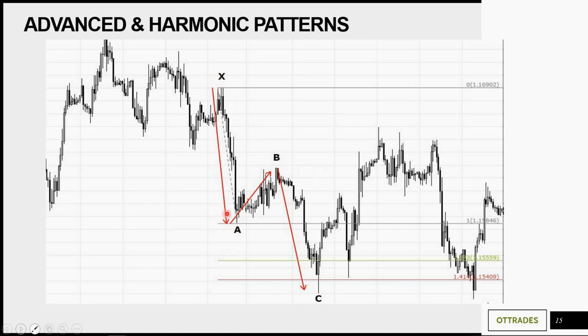Our C point doesn't take into consideration this A to B leg. We are using the fib extension tool from the X down to the A, from the swing high to the swing low, extending our fib levels down past 100%. The C point remains valid so long as there's at least a 1.272 extension of X to A, which is this green line here, but no candle close past the 1.414 fib extension of X to A.